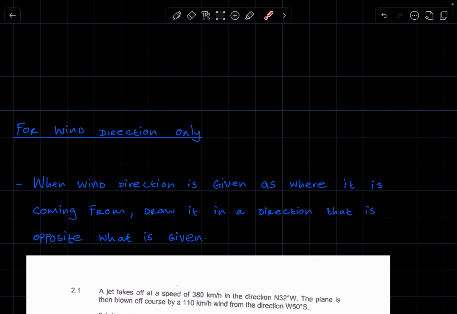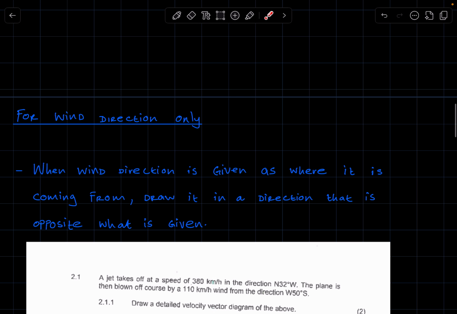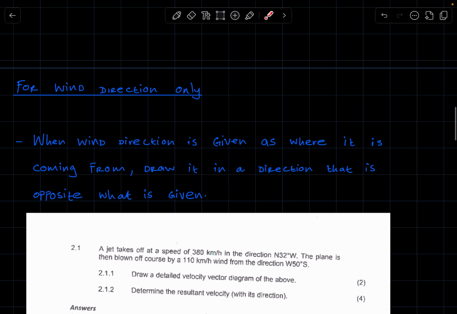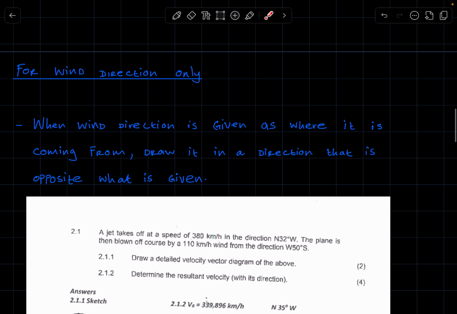There are three ways in which the wind direction can be given. Obviously, this only applies to an aircraft scenario, because it's only with an aircraft scenario that we look at VW as the velocity of the wind. So I just want to explain the three ways in which the wind direction can be given and how you interpret that wind direction based on how it is given.